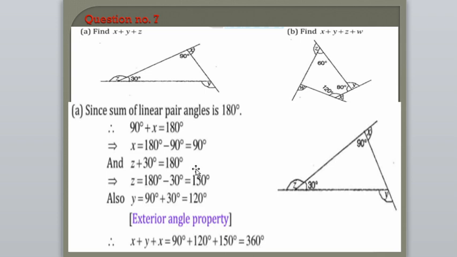Now we can take out the value of x plus y plus z, because we got all exterior angles. Angle x we got 90 degree, angle y we got 120 degree, and angle z we got 150 degree. Therefore x plus y plus z equals 90 degree plus 120 degree plus 150 degree, which equals 360 degree.